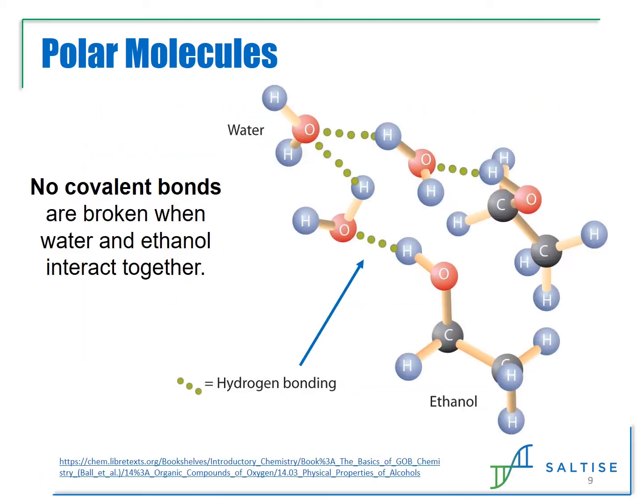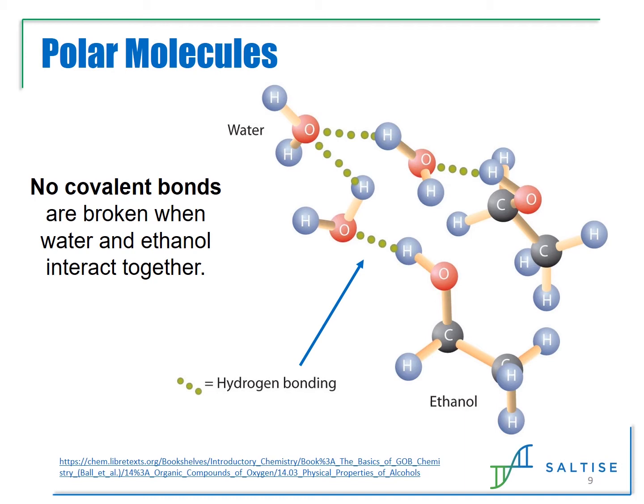In this picture, you can see how hydrogen bonding, represented by the dotted green lines, can occur between neighboring water molecules, between water and ethanol, or down here. And although it's not seen here, hydrogen bonding can also occur between ethanol molecules.